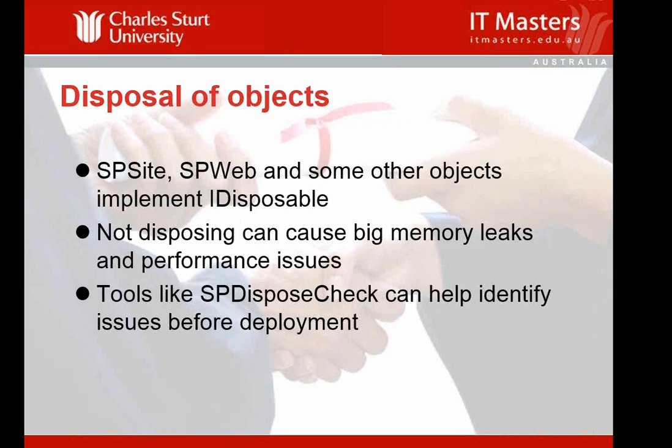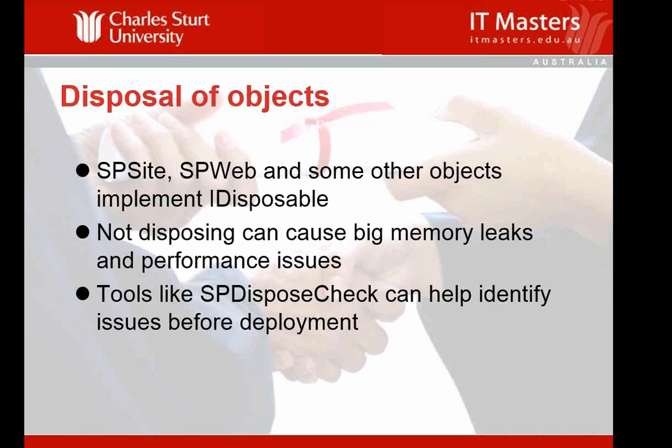So using SPSite and SPWeb inside of the using statement will make sure that your code tells the .NET garbage collector that it needs to go and clean up specific parts of those objects and free up that memory. By not doing this, you're going to end up with memory leaks in your IIS worker processes, and they are going to get to a point where they just stop responding until you recycle the application pools. There are some tools out there, and the main one that I like to talk about is SPDisposeCheck, that can help you identify these issues in code.